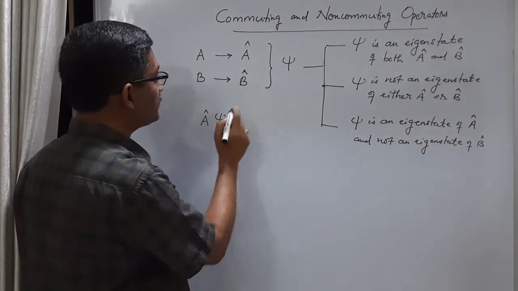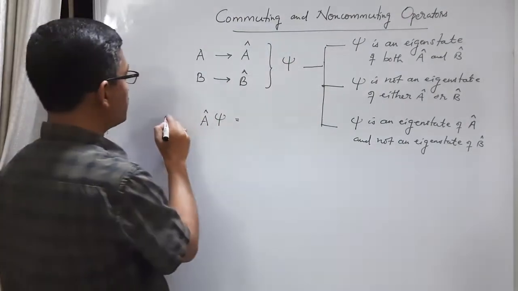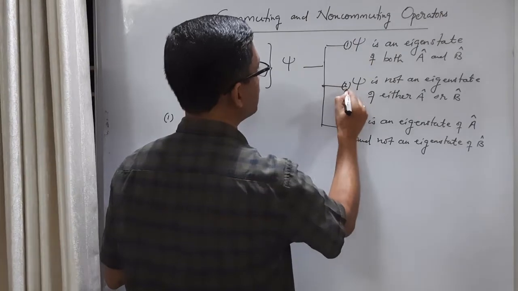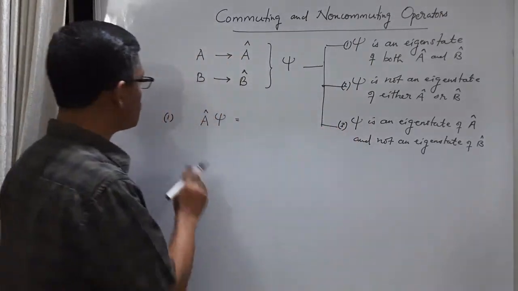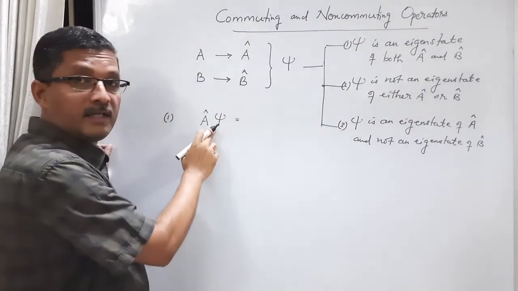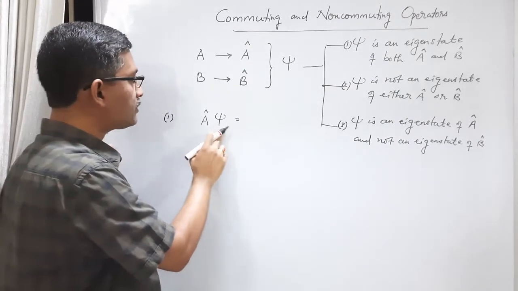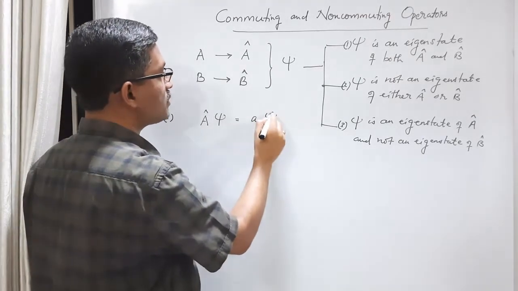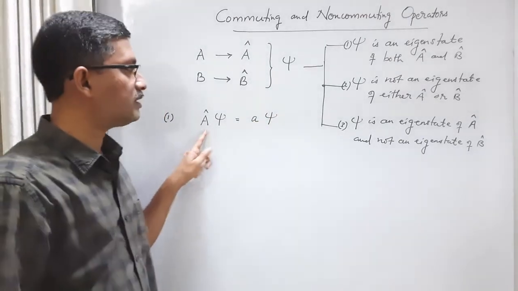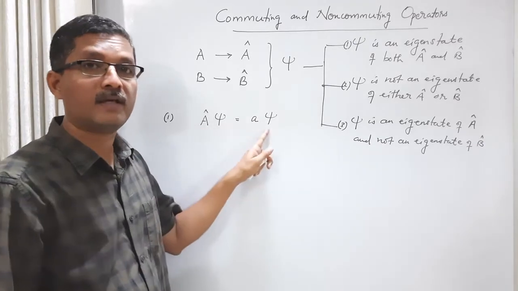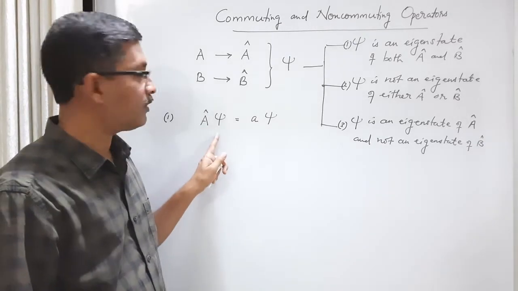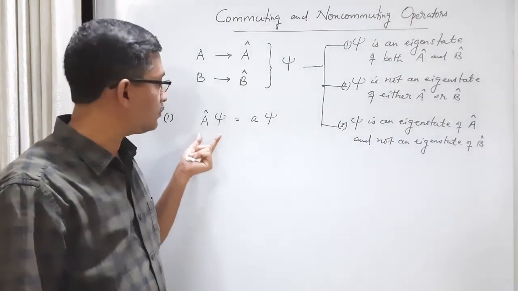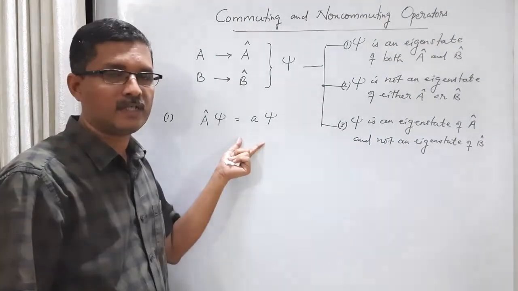So what we get is psi, remember that we consider the first possibility. This is the first possibility, this is the second, this is the third possibility. So in the first possibility, psi is an eigenstate of both A and B. So when A acts on psi, we get its eigenvalue, let us say small a times psi. In other words, this operator will satisfy an eigenvalue equation in the state psi. Psi is the eigenstate corresponding to the eigenvalue a. So mathematically, this is what we get.